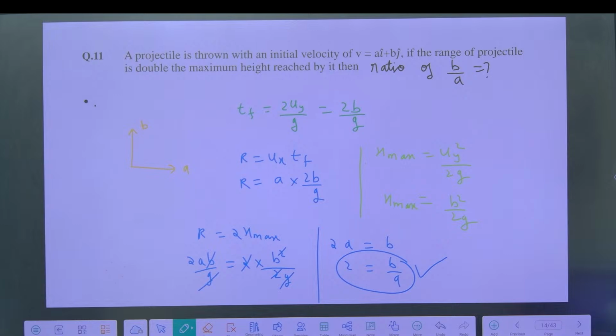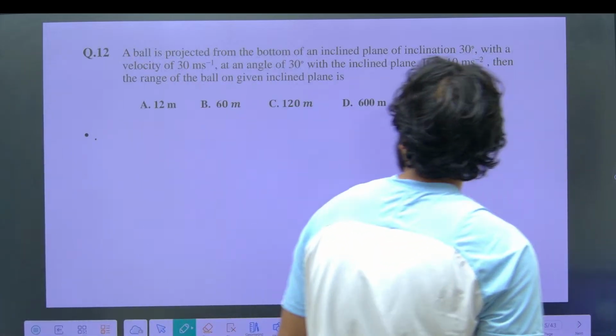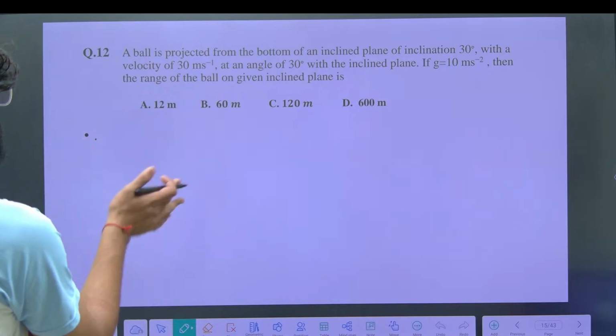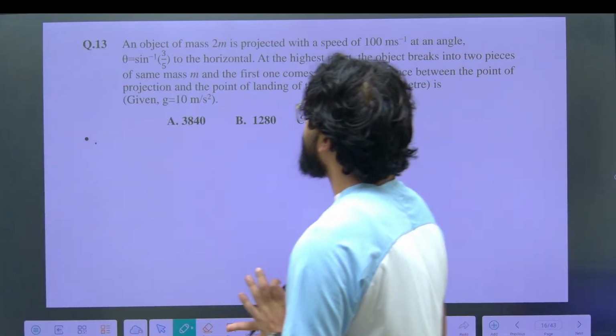Okay, चलिए. Okay, this is a question of incline. We can do it later. Question number 13.